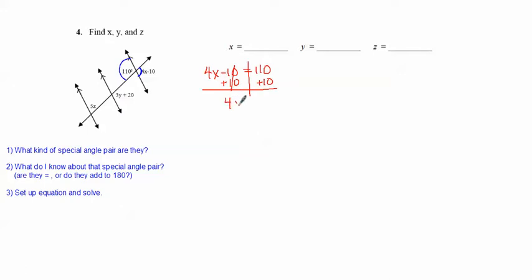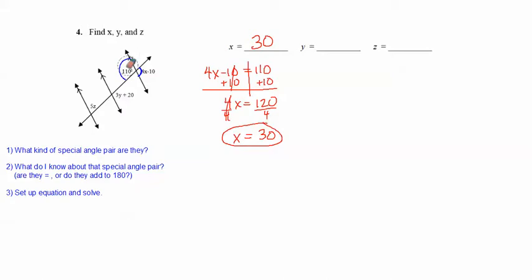And you have 4x is equal to 110 plus 10, which is 120. And then the last step is to divide by the coefficient of x. Divide both sides by 4. And you're going to have that x is equal to 30. So this answer is what you write up here for x.